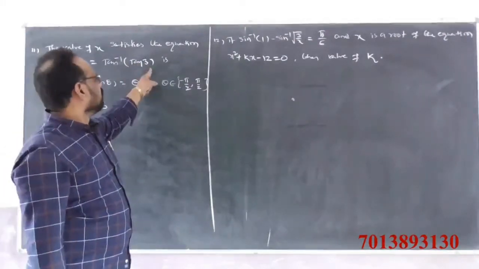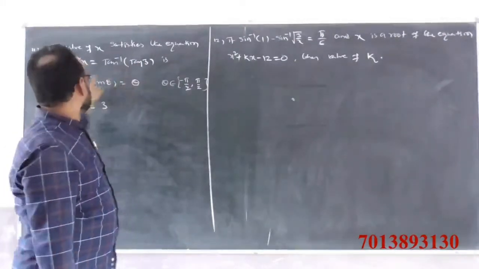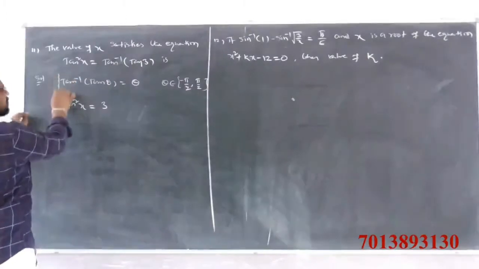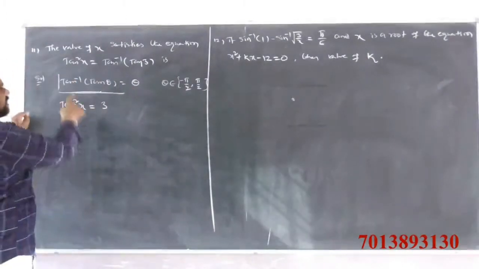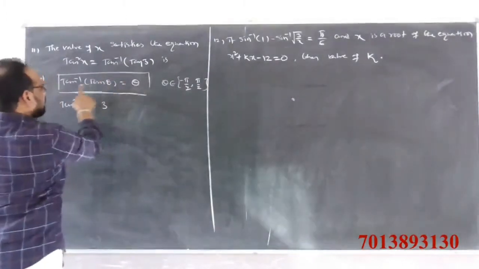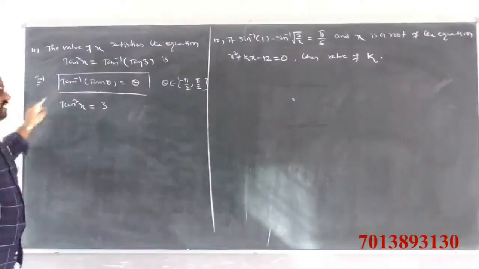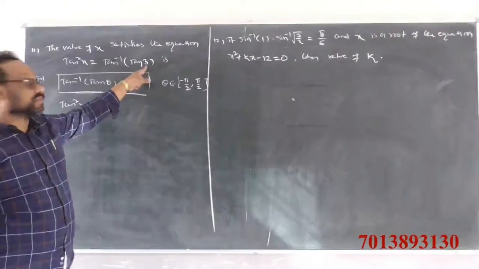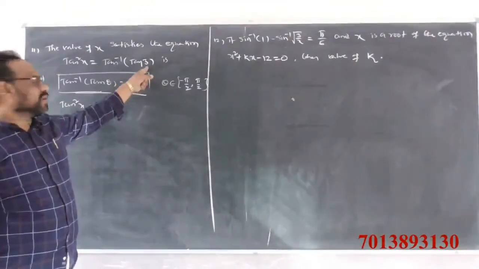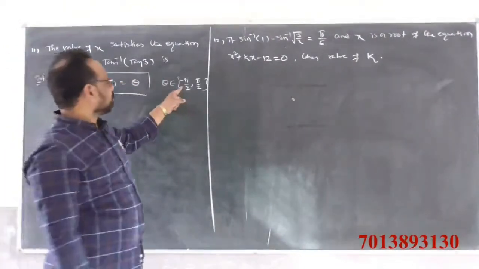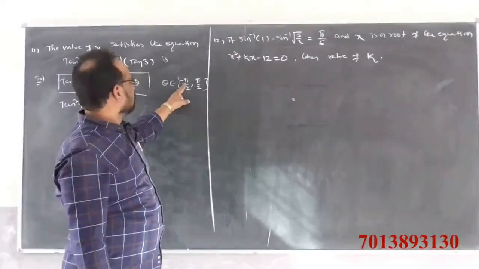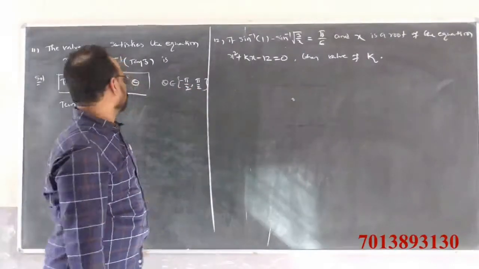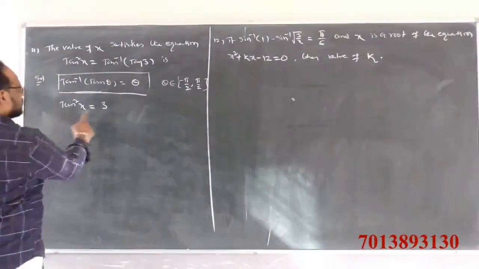3. So we have a formula that tan inverse of tan theta is equal to theta, but here in the place of theta we have the value 3. Does 3 lie between minus pi by 2 and plus pi by 2? So tan square x is equal to we get 3.